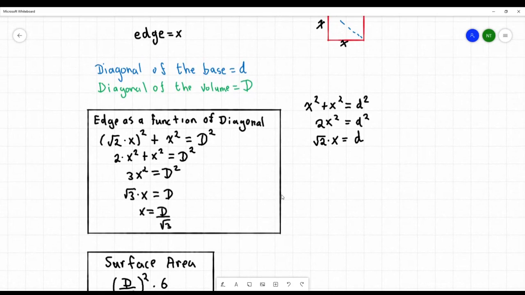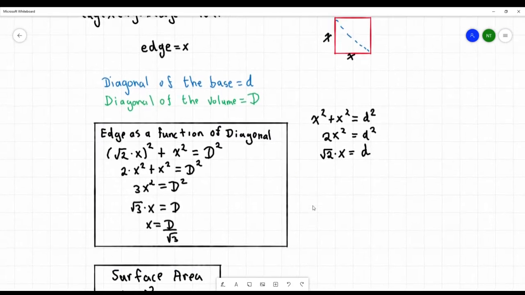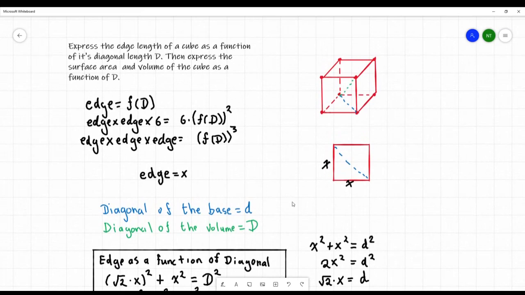So that's it, guys. This is basically how you approach a problem like this. At first, it might seem a little bit overwhelming because you can't really see the connection between the diagonal and the edge, but just break it down part by part, write down what you know, draw a picture, and slowly you figure it out.